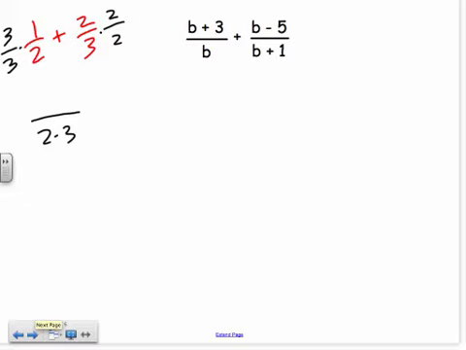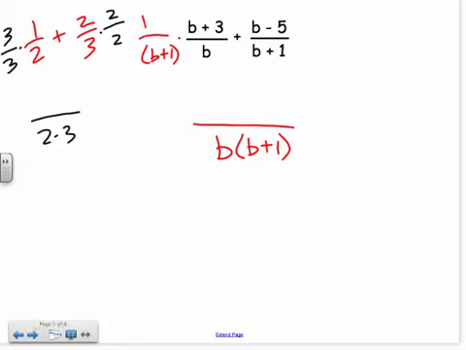So really, I'm just multiplying the denominators to get my common denominator. So I'm taking b times b plus 1. Well, that means I've got to take this left fraction times b plus 1, right? Because b times b plus 1. So I've got to do b plus 1 over b plus 1. And the right side, I've got to multiply by b on the bottom, right? Because b times b plus 1 gives me that denominator. So I've got to do b over b here.